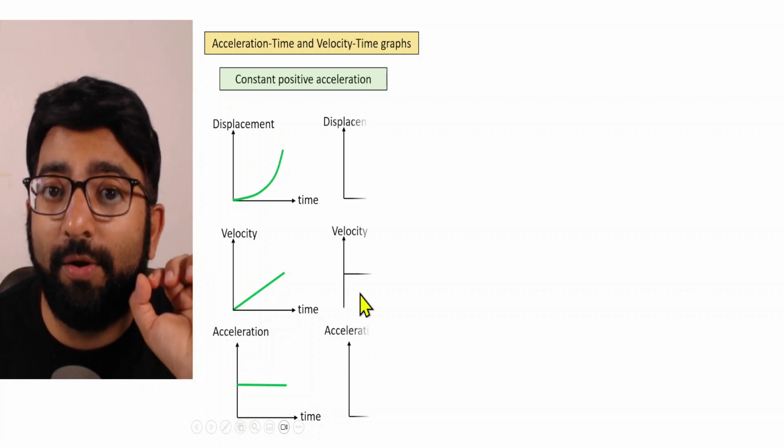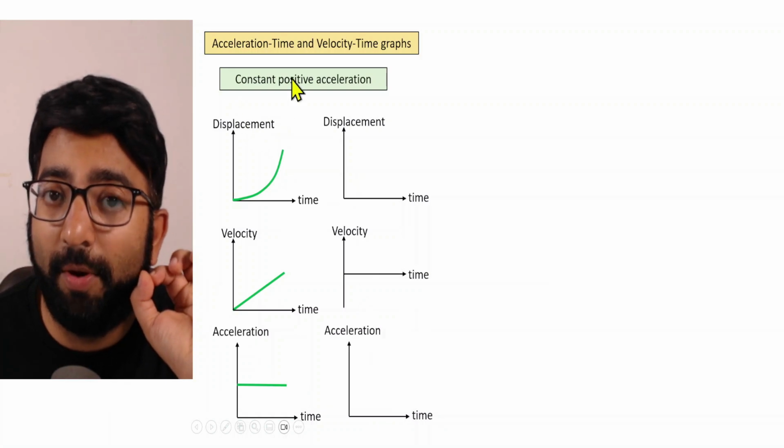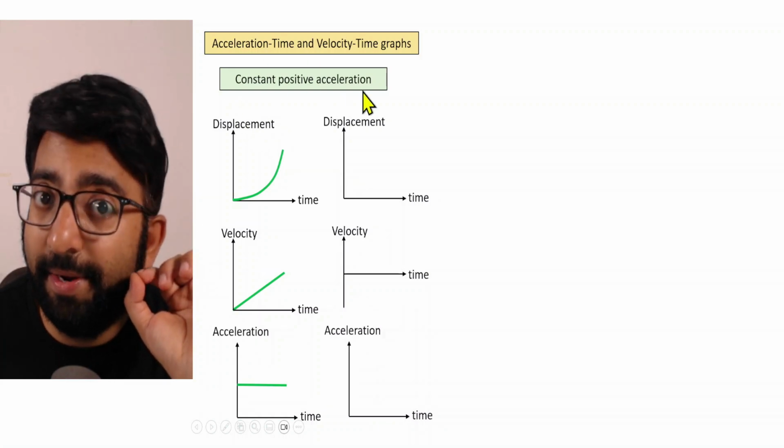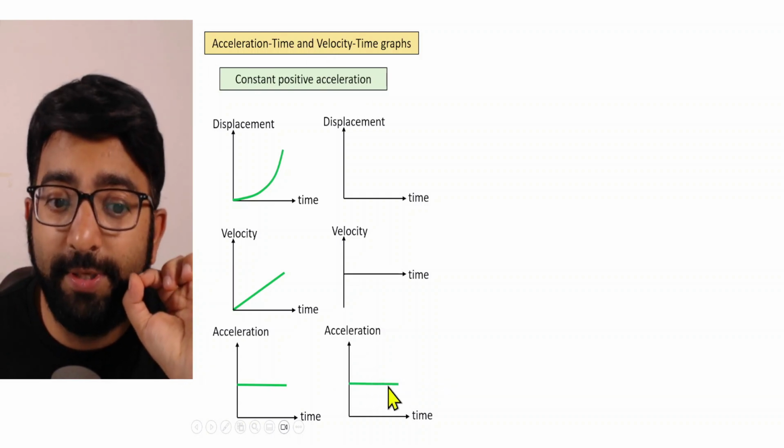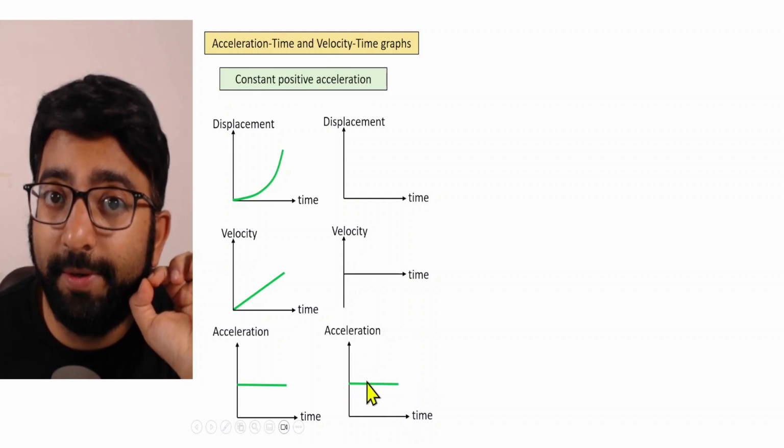We can draw another set of graphs for the same thing, constant positive acceleration. Since the acceleration is positive and constant, the acceleration time graph will look the same. It is a horizontal line above the time axis.